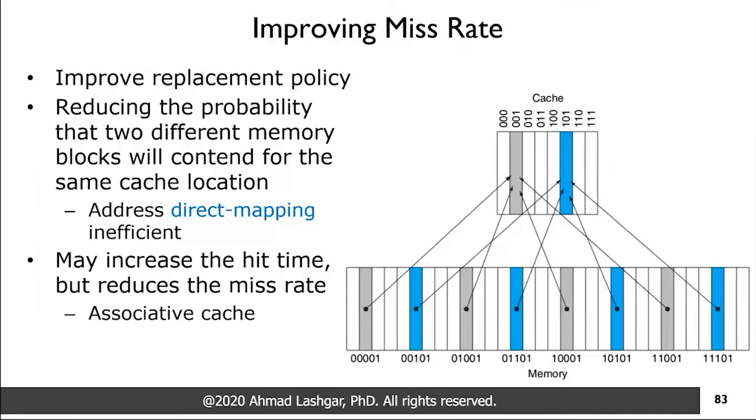And remember, this is not related to the size of the cache. This is only because direct map is mapping the gray lines to the same cache location. So even infinite cache size cannot resolve this issue. In the next coming few slides, we discuss a technique to address this shortcoming and improve miss rate of direct map cache. This technique is called associative cache.